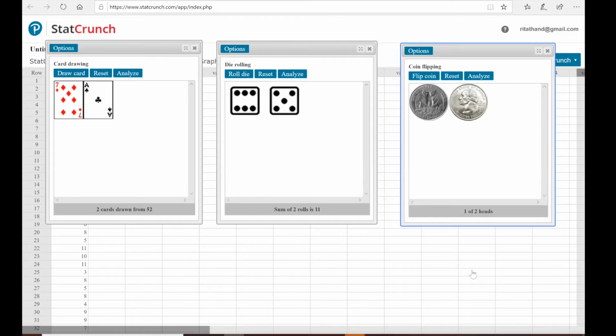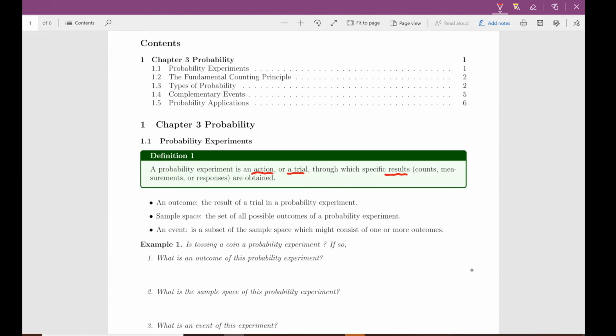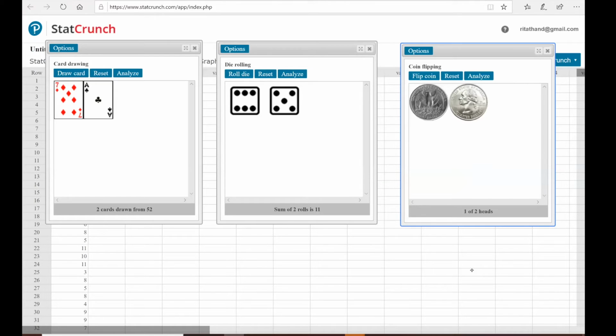And once you identify a probability experiment, you can talk about a sample space. By definition, the sample space is the set of all possible outcomes of a probability experiment. For example, if you draw a card from a standard deck of cards, your sample space should be 52 different distinguished cards. If you roll a standard 6-sided die, then the sample space of rolling a die should be 6, right?